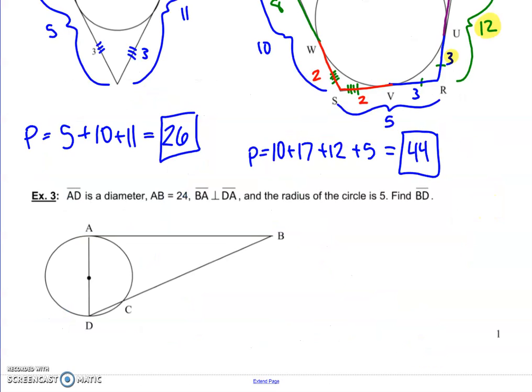Okay, our next example, it says AD is a diameter. AB is 24. And the radius of the circle is 5. So here's the key. The radius is 5. The radius is the distance from the center to the circle. So just that piece is 5. Which means that piece is 5. Which means the whole side is 10.